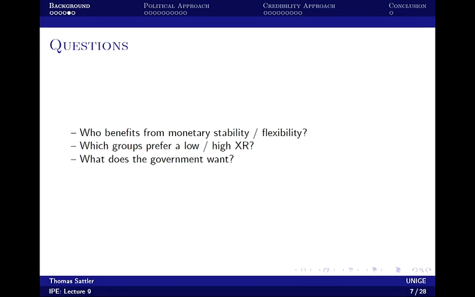Who benefits from monetary stability and monetary flexibility? So we have two dimensions when we talk about exchange rates, and that's different from trade. In trade, we can have protectionism or free trade. Here we can have a stable exchange rate or flexible exchange rate, and a high value of the exchange rate or a low value of the exchange rate, right? So those are two different things that we need to look at.